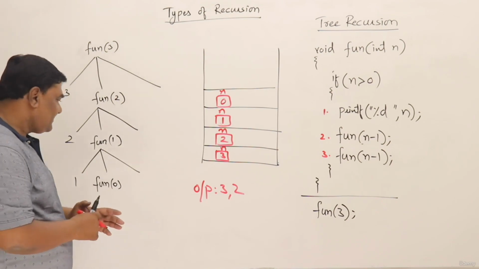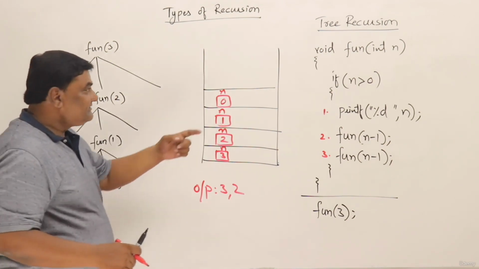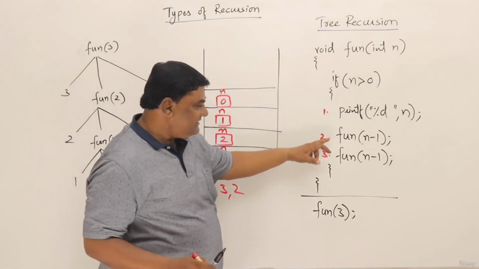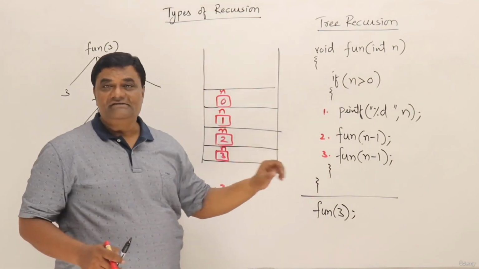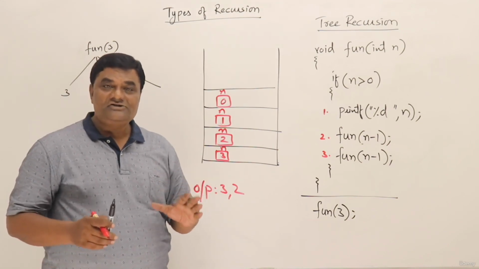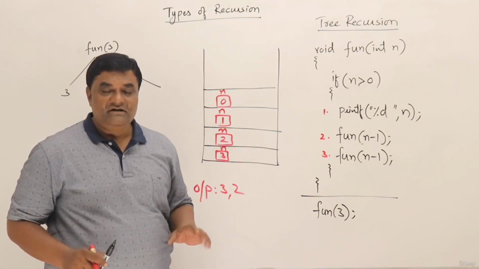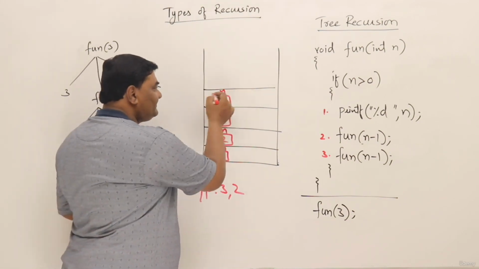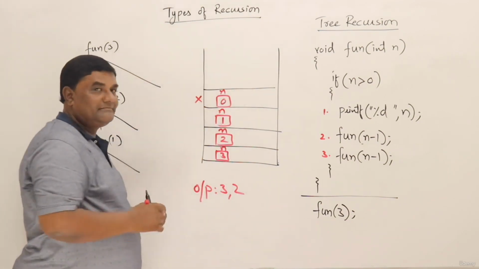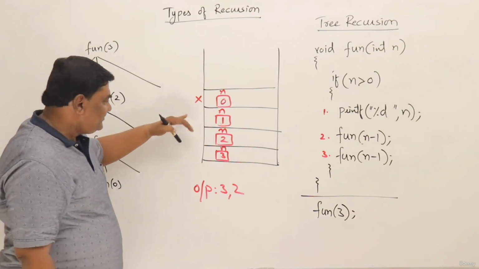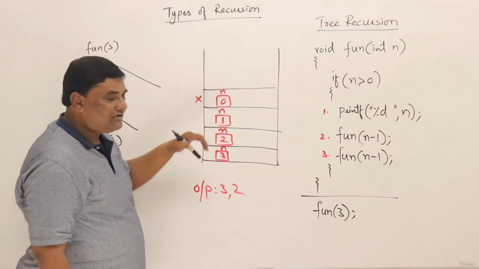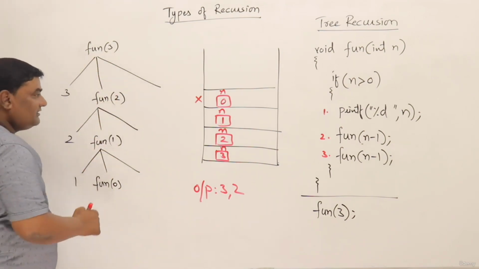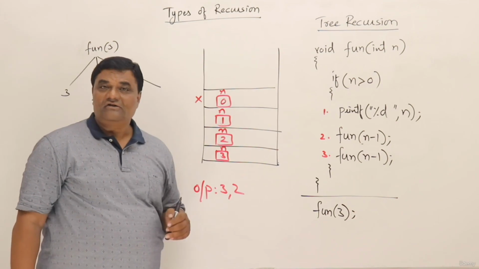Now this time fun of 0: 0 greater than 0, no. So it will not enter inside and will not perform these steps. So the function call terminates. This activation record is deleted from the stack. Before deletion, if you count, 1, 2, 3, 4 activation records, how many calls? 1, 2, 3, 4. 4 calls. So 4 activation records are there.